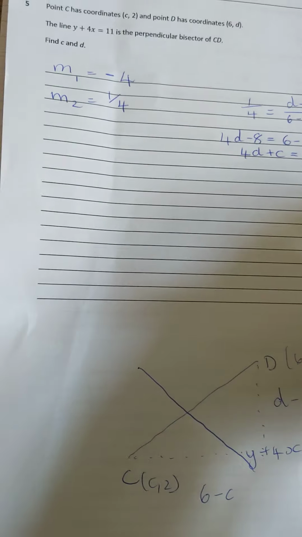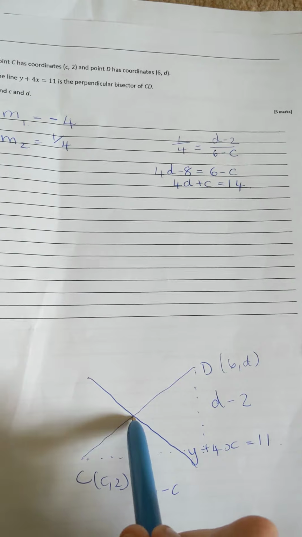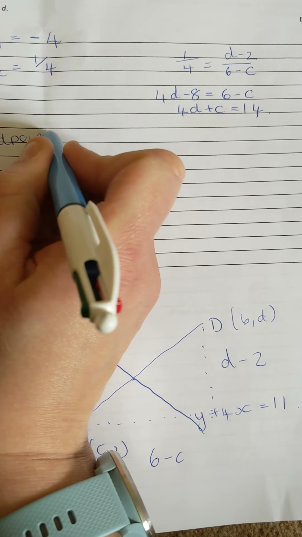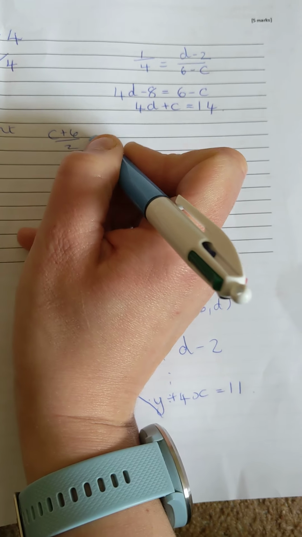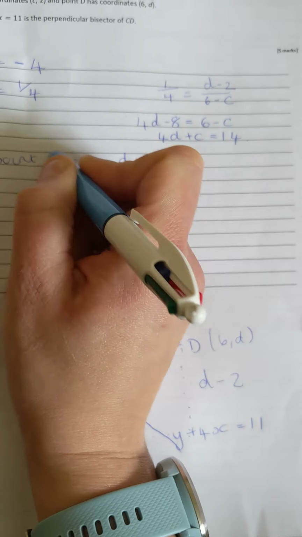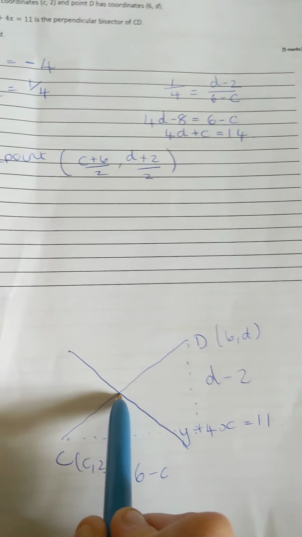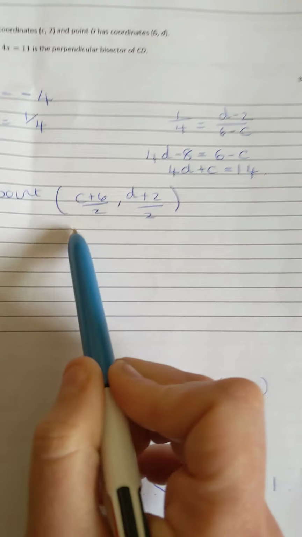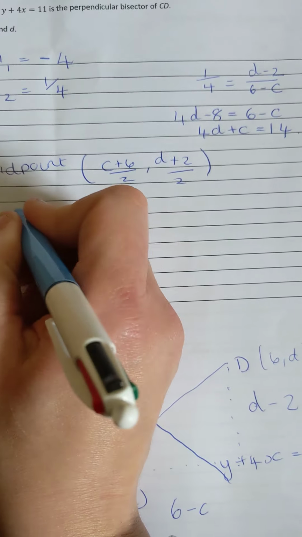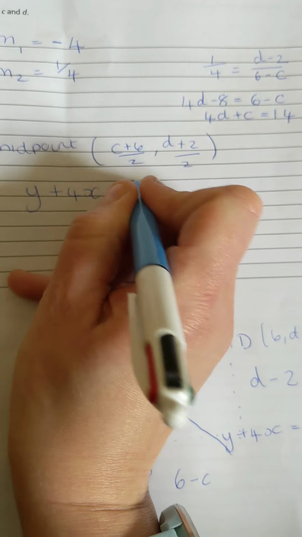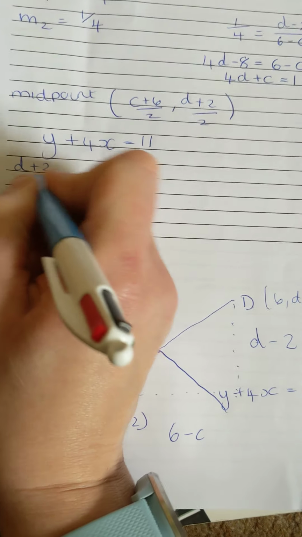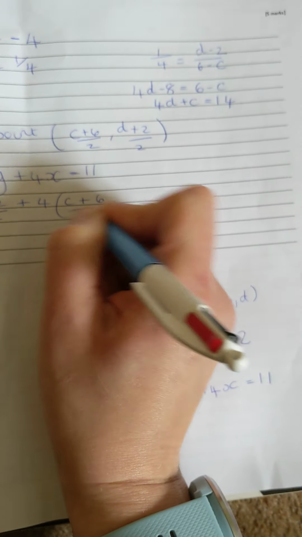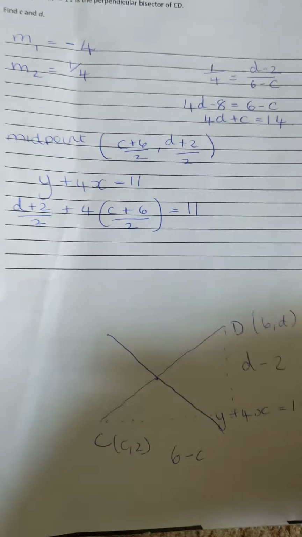The second piece of information: I can get the midpoint of the line CD to be (C plus 6) over 2, (D plus 2) over 2. That's the midpoint. And I know that the midpoint is also on the line y plus 4x equals 11. So I can substitute these into that line. So it's y plus 4x equals 11, which is (D plus 2) over 2 plus 4 times (C plus 6) over 2 equals 11. So let's multiply across by 2.